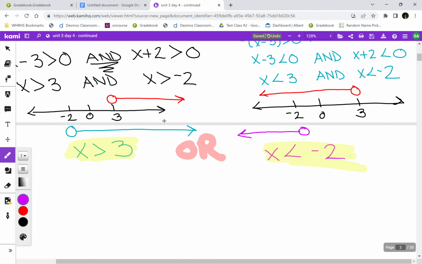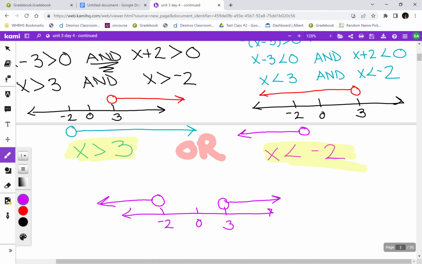So now our final inequality solution, if we're graphing, is going to look like this. We're greater than -3, or we are less than -2. Is it okay that we're not finding where they overlap? Yes, that's okay. Why? Because it's not an and, it's an or.